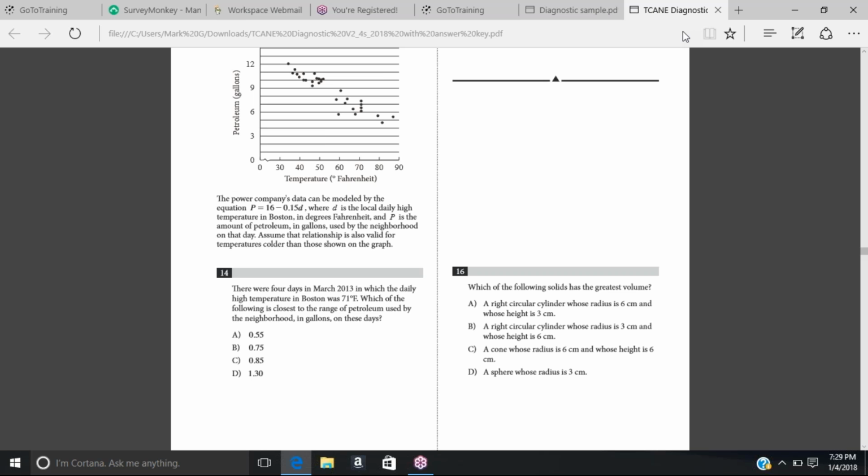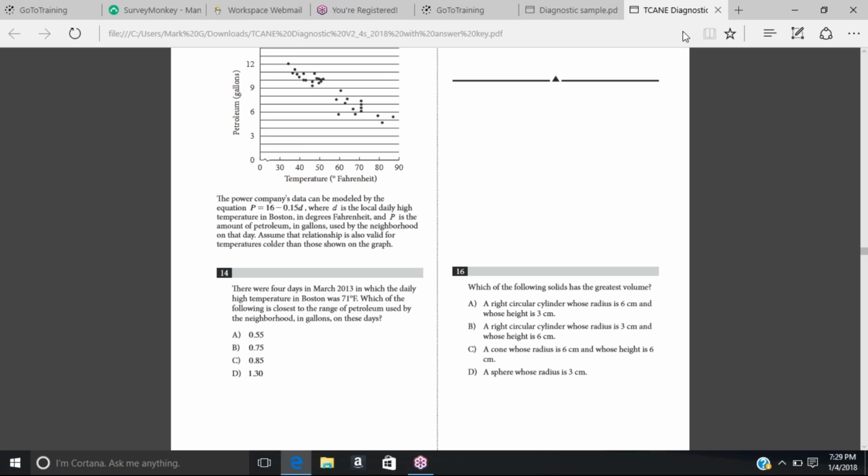Let's go to C. A cone. A cone is only 1/3 of a cylinder. Assuming the same height, it's a third. So it's going to be even smaller than our original. You don't even have to do the math. The cone is going to be smaller.